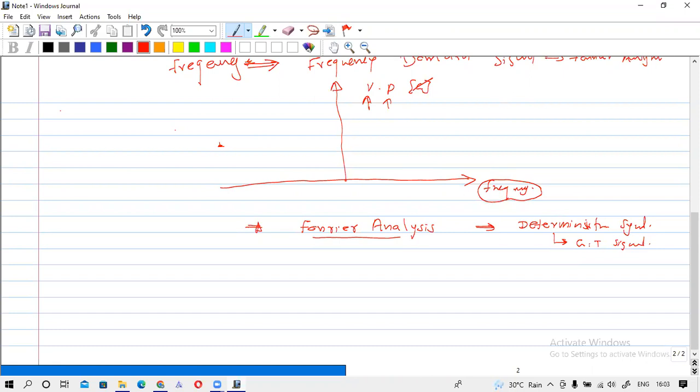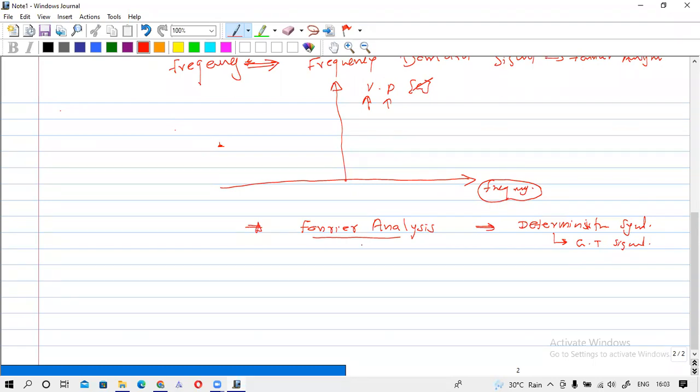Okay. So here also we will deal with continuous time deterministic signals. So our Fourier analysis will be based on continuous time deterministic signals. We are not going to deal with random signals or discrete time signals, okay?